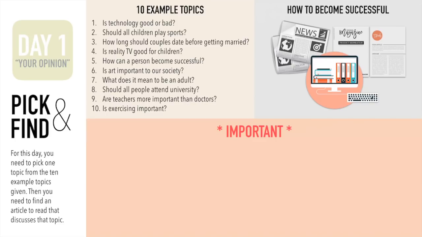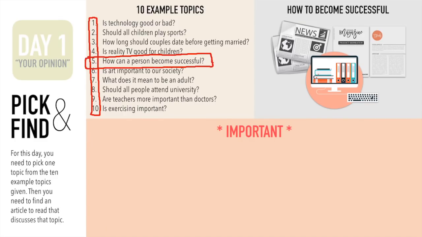Now, I want to show you something really quickly. Even though I have given you 10 topic examples or ideas right here, you can choose your own if you like. But for this example, for this video, I've chosen number 5. How can a person become successful?